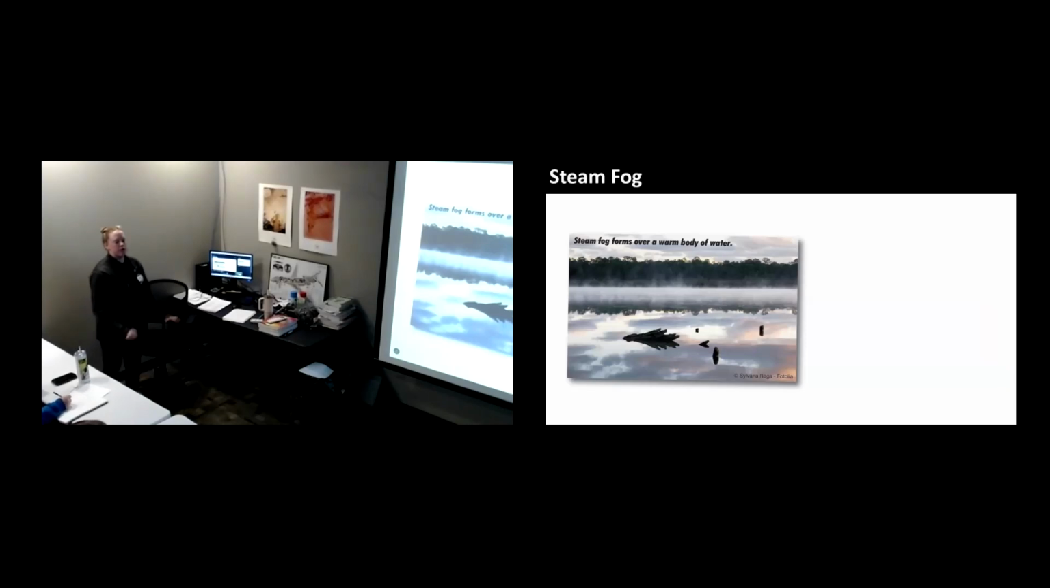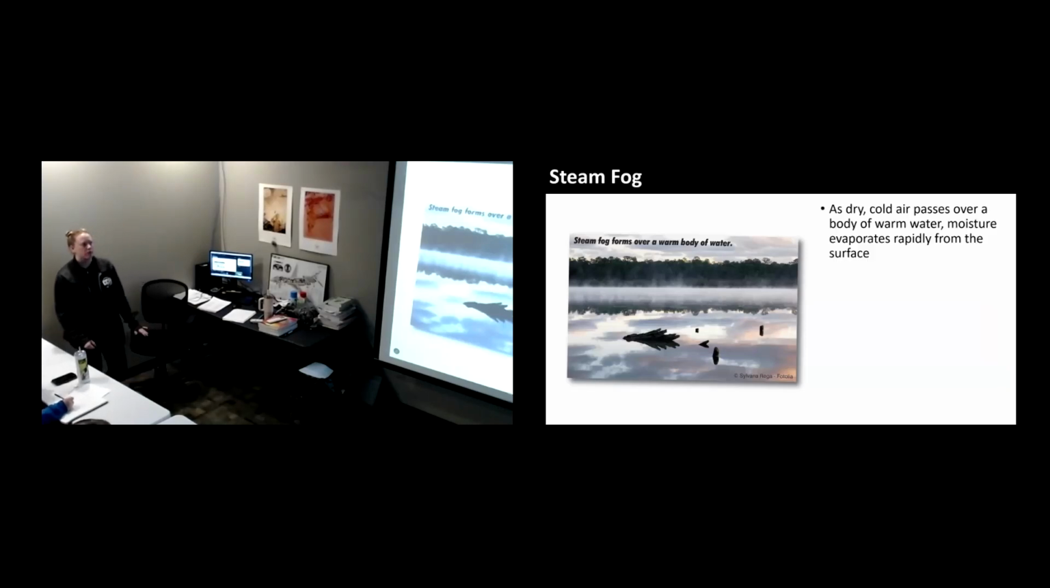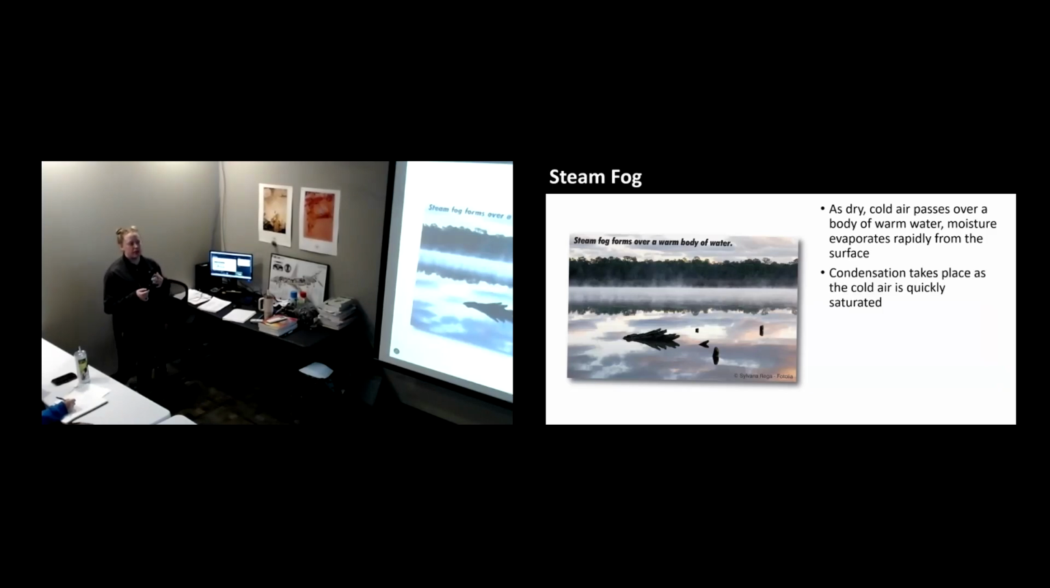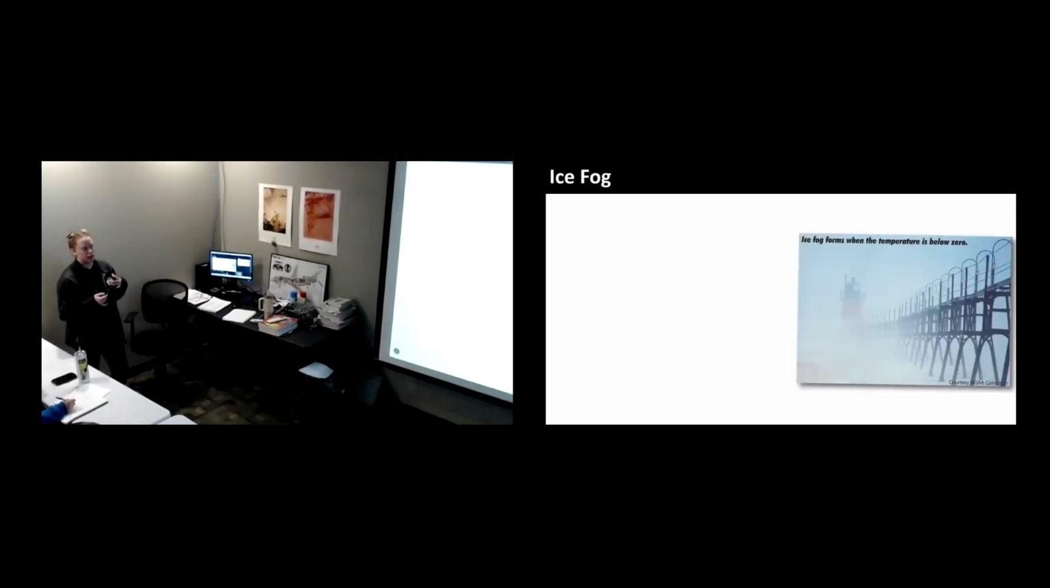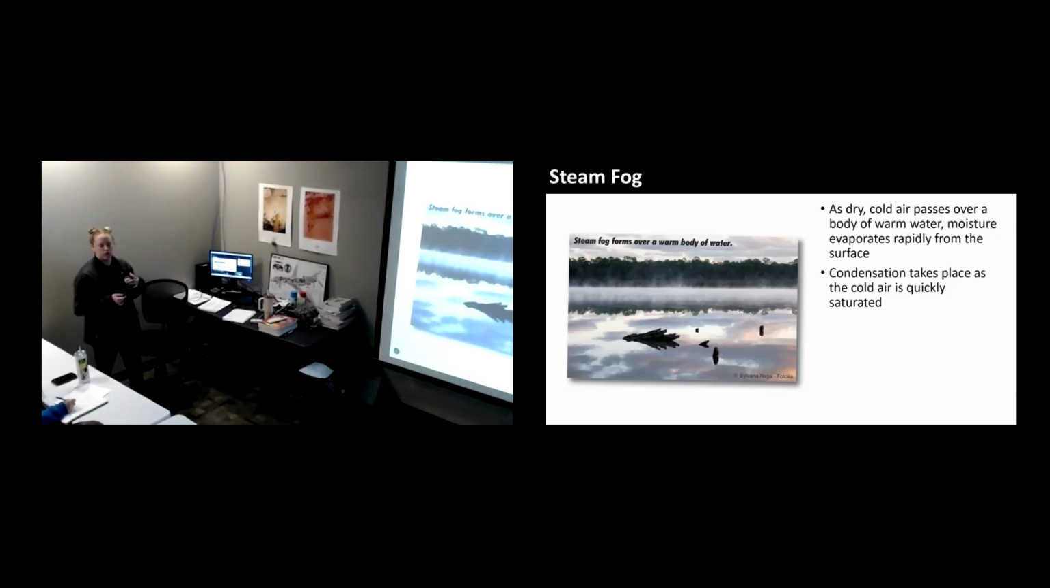Steam fog forms over bodies of water. Steam, water. Dry, cold air passes over a warm body of water. The moisture evaporates rapidly from the surface. Condensation takes place and the cold air is quickly saturated. So steam, think water. Not to be confused with advection fog.